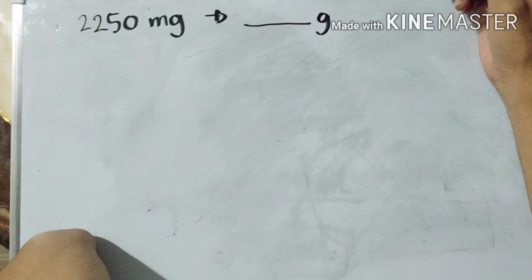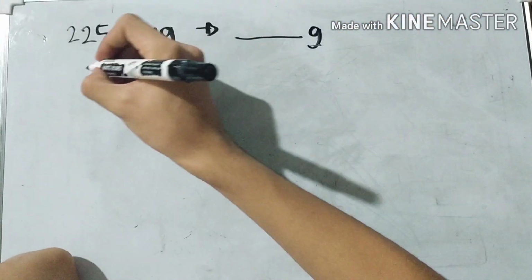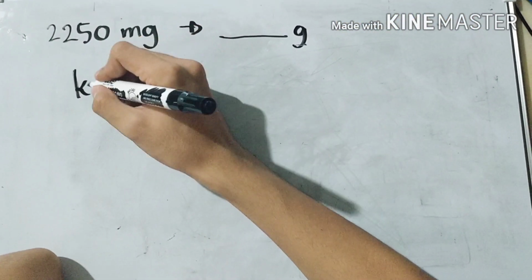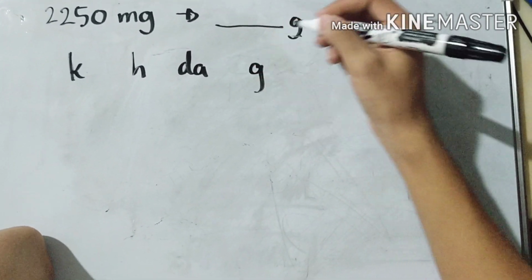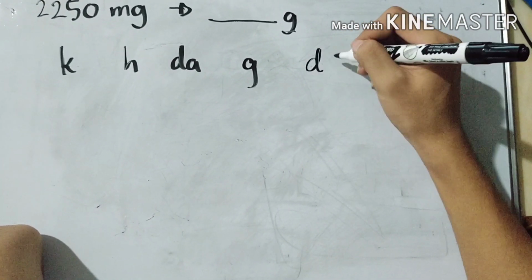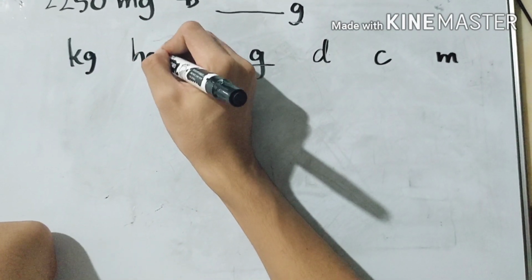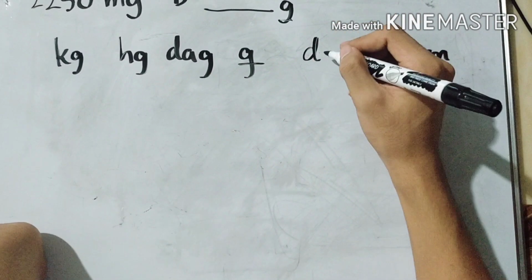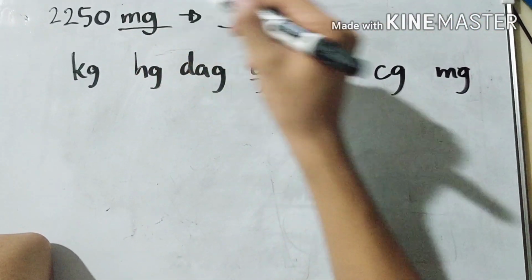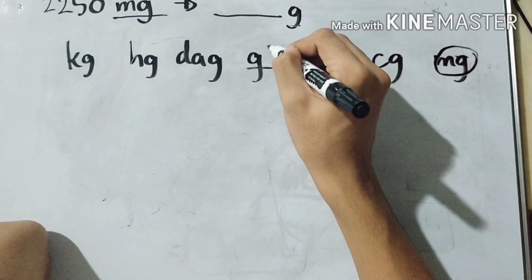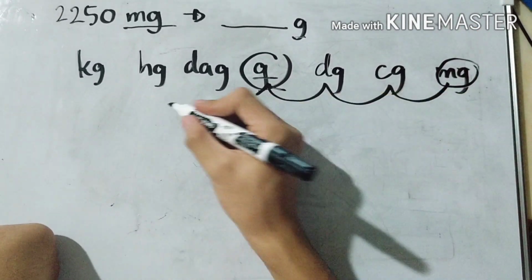From our given 2,250 milligrams, convert it first to gram. So, let us use the conversion number line. Okay, K, H, DA, then gram, D, C. The unit is gram. Lagay lang natin kilogram, hectogram, decagram, gram, decigram, centigram, milligram. Our given is milligram. Convert it to gram. Okay, so 1, 2, 3. So 3 units to the left.